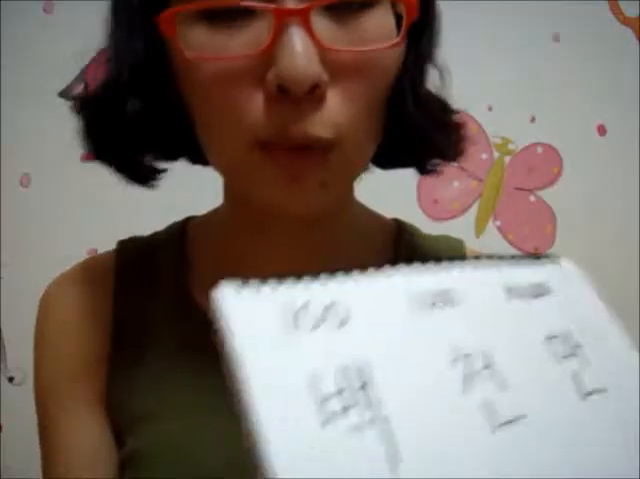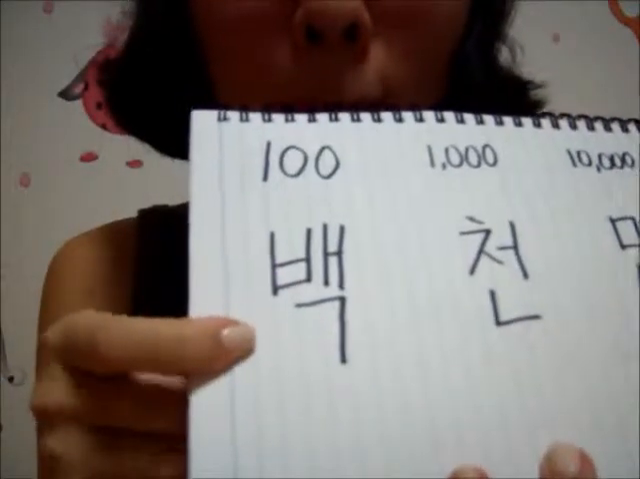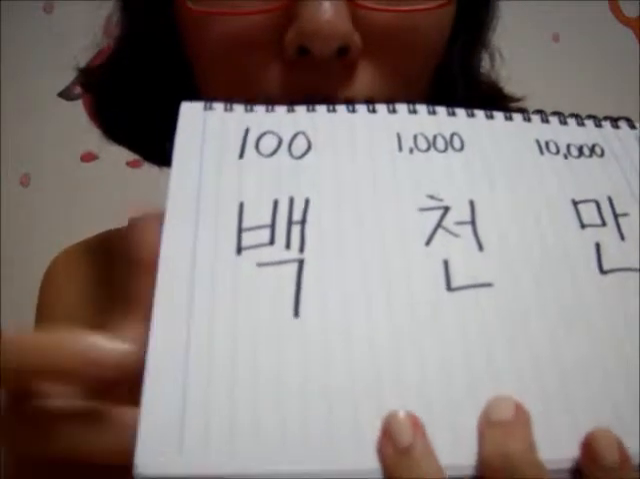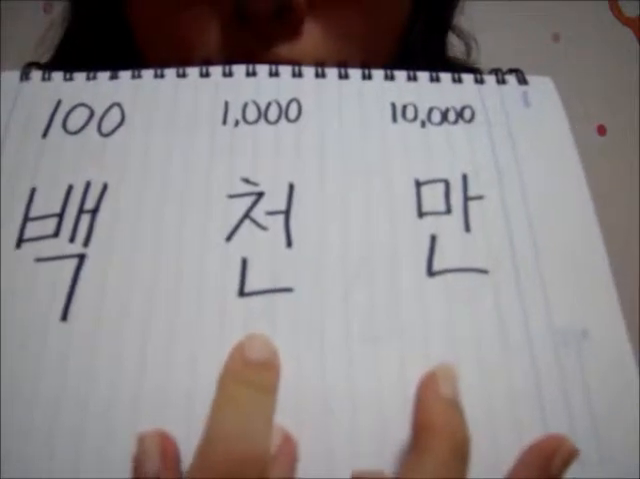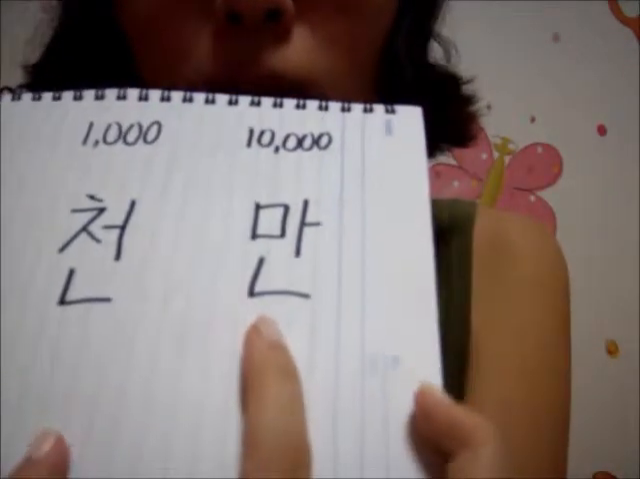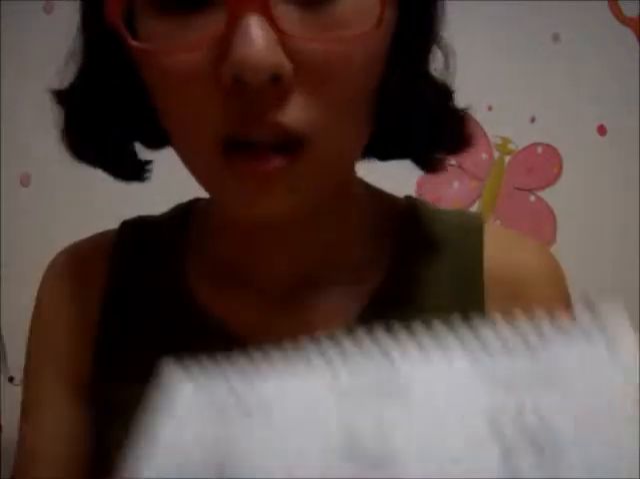The way things are counted in Korean is rather peculiar. I mean, all the Asian languages count like that, but we are going to learn some more numbers. This is 100, 백. 1,000, 천. And 10,000, 만.